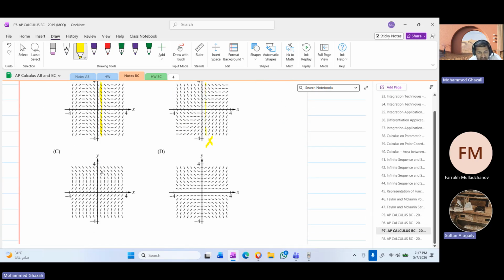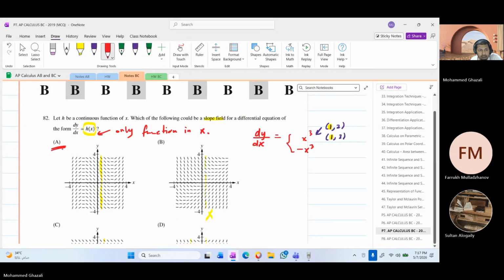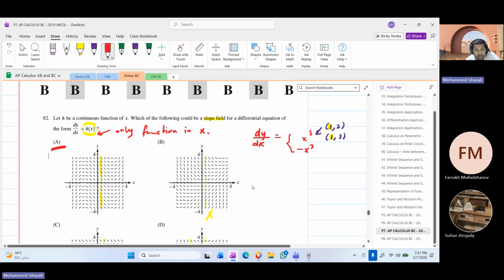Let's look at this one here. We got changing slopes as well, using a vertical line. So can't be that. And over here too, it looks like slopes are changing. See, this is positive, that's negative. So it can't be this, can't be that. So it can be option A. Okay. Make sense? Yeah. Nice. All right. Excellent.